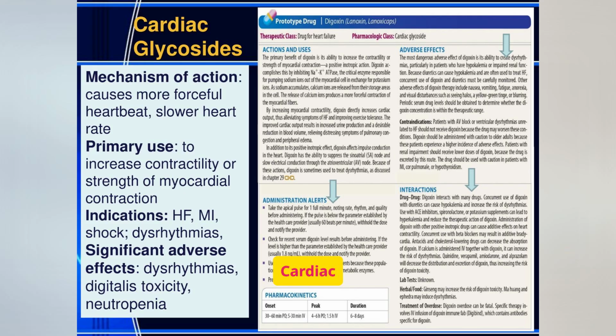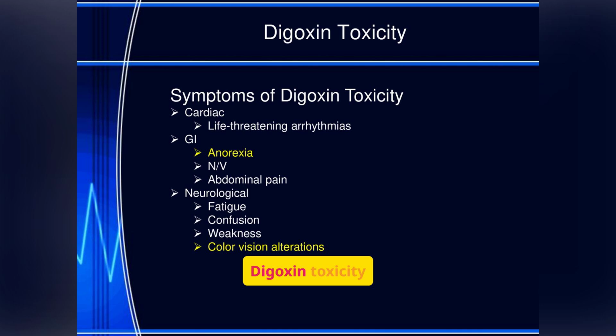Cardiac glycosides, such as digoxin, increase the strength of myocardial contraction. We'll discuss their mechanism of action and potential adverse effects. Digoxin increases intracellular calcium in heart cells, boosting contractility and slowing conduction through the AV node, ideal for patients with HF and atrial fibrillation. But the therapeutic window is narrow. Digoxin toxicity can be a serious concern.